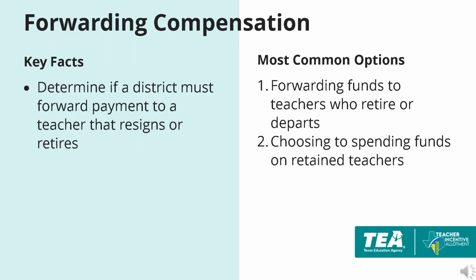For forwarding compensation, districts need to determine if they plan to forward payment to a teacher that resigns or retires. Note, if they choose not to forward funds, your district must still spend in alignment with statutory requirements. Some common options that districts take include forwarding funds to teachers who retire or depart, or choosing to spend funds on retained teachers. Sometimes districts also choose a mix of these two options.